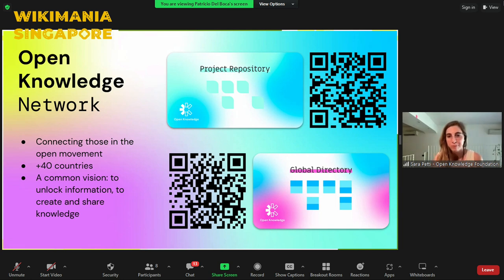So we are present in 40 countries, but we are always welcoming new people to come and join us. You don't need any particular skill, just a broad interest in the open in general, and we would love to work together. So go and have a look at okfn.org/network to see where we're present, and I would encourage you to have a look both at the project repository to see what the network is doing and at the global directory.